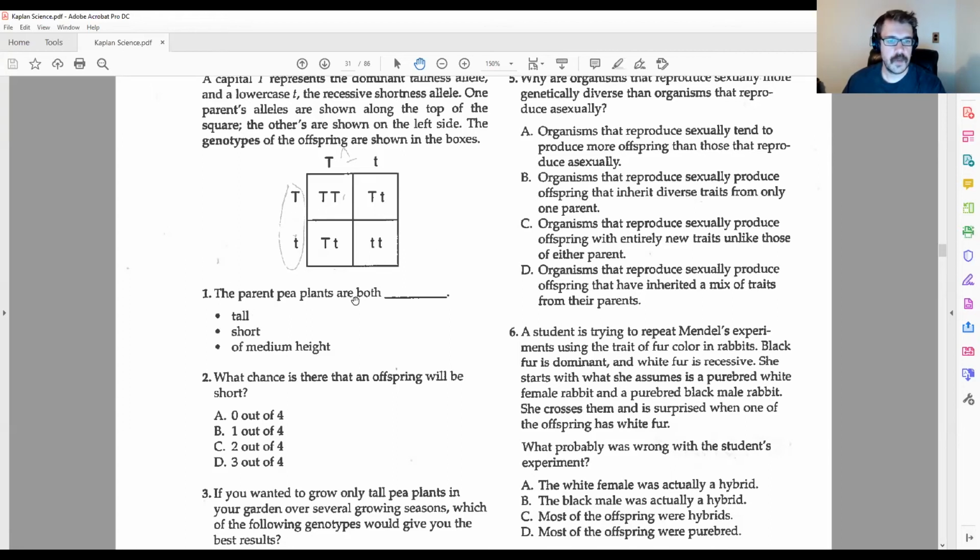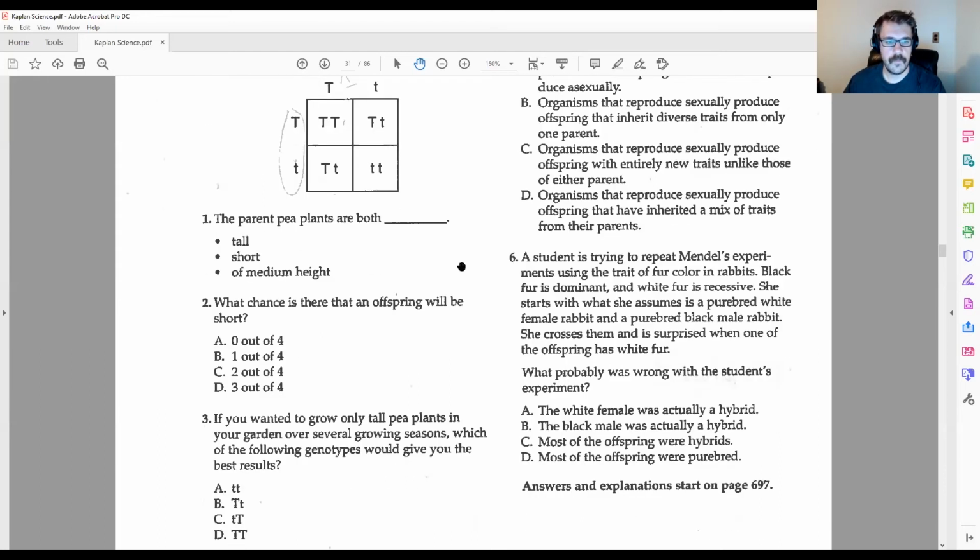So the parent pea plants are both tall, short, or of medium height. So they both have a dominant tall gene and a recessive short gene. Now, if we have one dominant gene, that's the one that's going to show. So that means that the parent pea plants are both tall. That would be the answer.